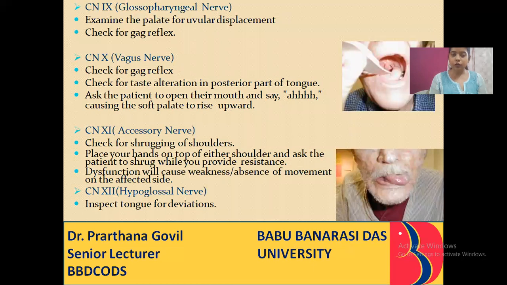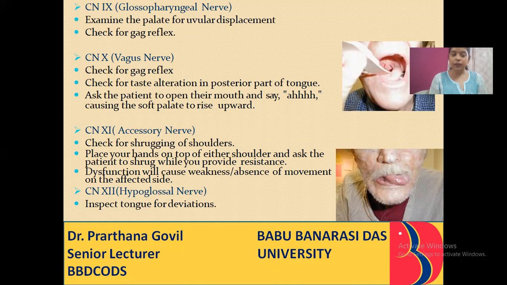Cranial nerve 9 is the glossopharyngeal nerve. Now, examine for uvular displacement. Check for gag reflex. Cranial nerve 10, the vagus nerve. Check for gag reflex. Check for taste sensation on the posterior part of the tongue. Ask the patient to open their mouth and say, ah, causing the soft palate to rise upward.